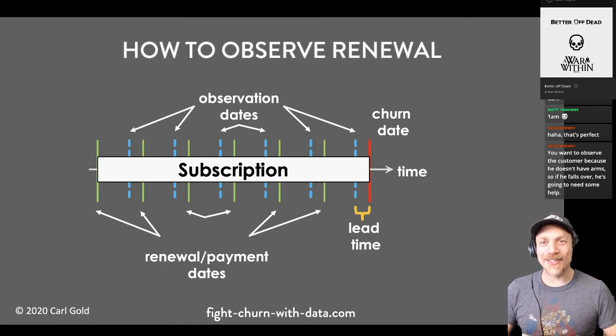So this is an illustration of observing a customer on a subscription with a lead time. And the idea is that you don't know when they're going to churn, but you know when they are going to renew.